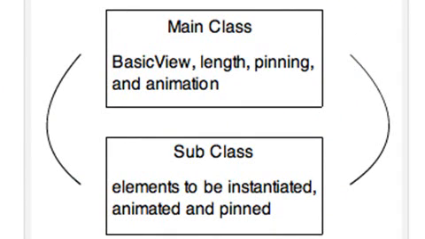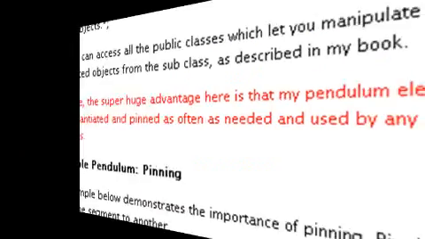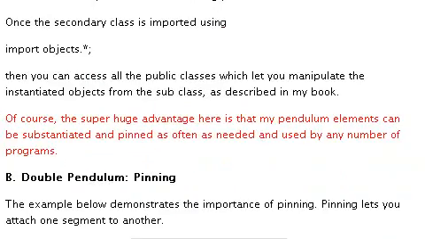But having that subclass enables us to instantiate that over and over again. The super huge advantage here is that the pendulum elements can be instantiated and pinned as often as needed and used by any number of different programs. So it's an extremely powerful technique, and basically we just feed the animation right to the subclass. All you have to do is create a subclass, hit the imports, make sure the statements you want to control are public, and call those up in your main class, and that's all discussed in the book.